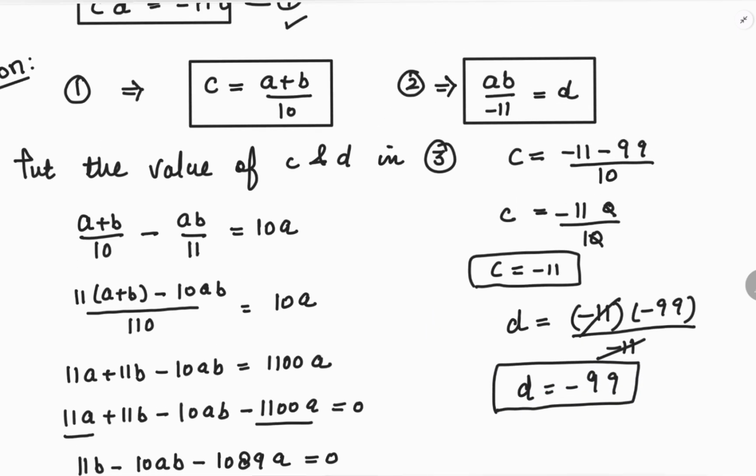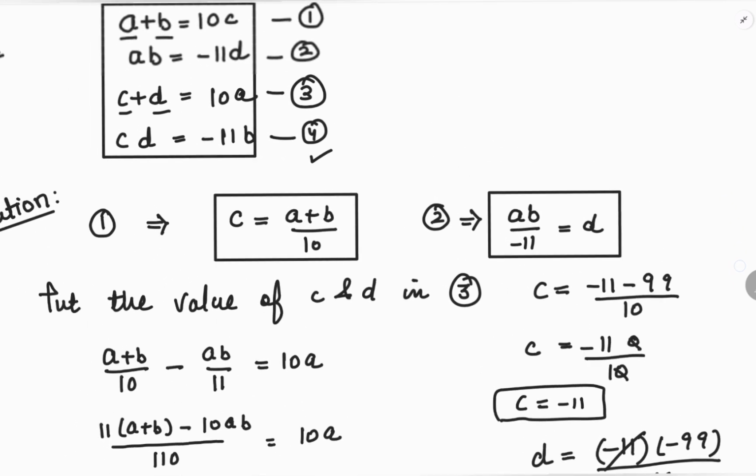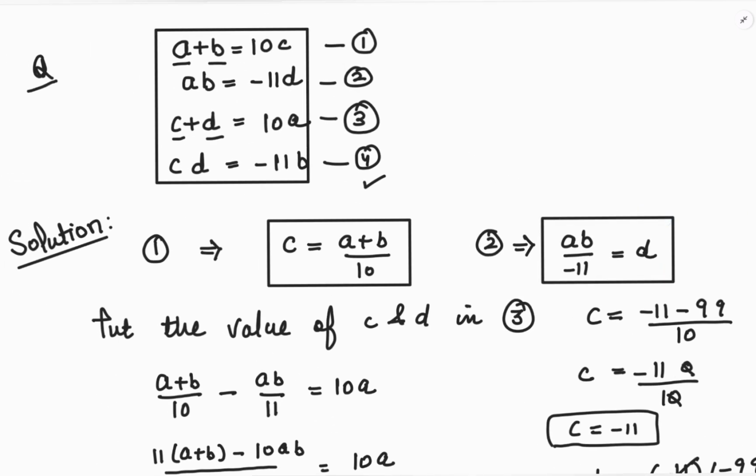So we got all the values a, b, c and d, and I hope you understood this. This was a little bit tricky, but we could get this by converting into two variables and then one variable finally.